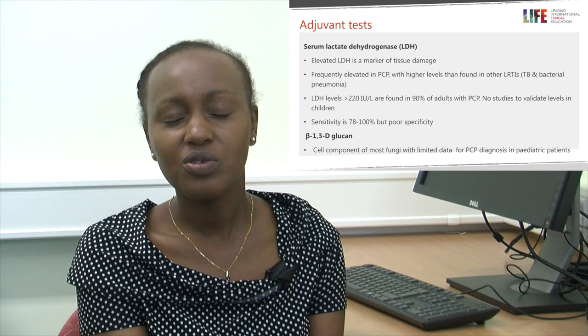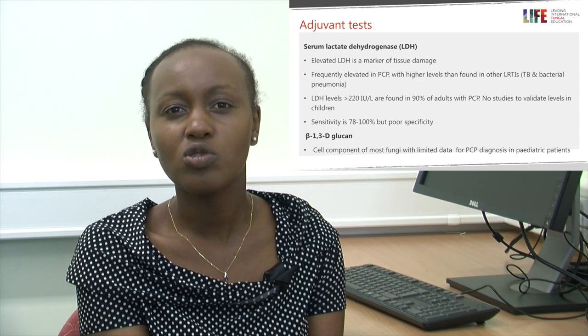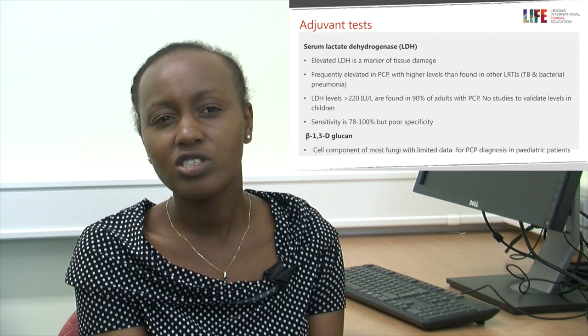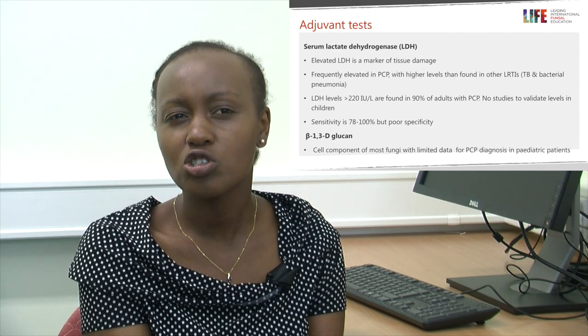Now, beta-1,3-D-glucan is a cell wall component of most fungi, and there is now data coming out to show that it can be used for PCP diagnosis in pediatric patients. It could also be positive with many other fungal infections, so we have to be careful when we are interpreting this test.